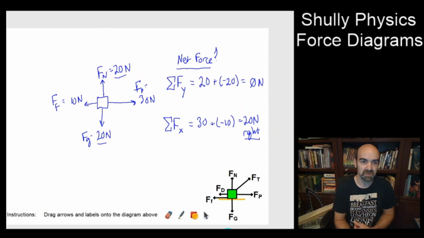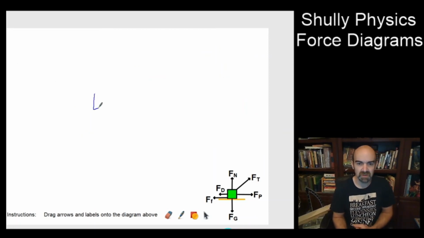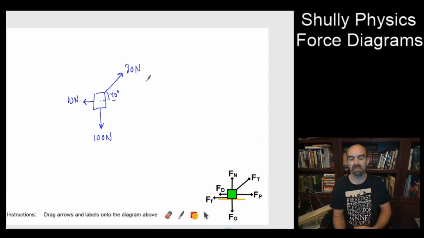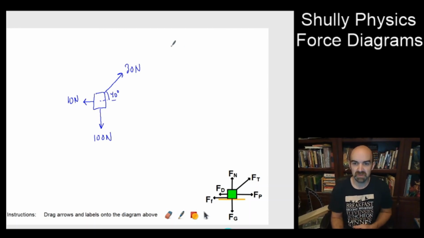All right. So just to take you through that again, what if there is a similar scenario? Let's say there's a force off at an angle now. Okay, and this force makes an angle that looks about 40 degrees or so, and let's call that 30 newtons also. All right, let's say there's a force downward. Let's call this 100 newtons. Let's take a force to the left. I'll call that 10 newtons. Okay. So the question is, what is the net force acting on this object?